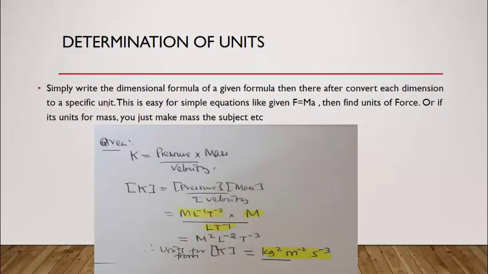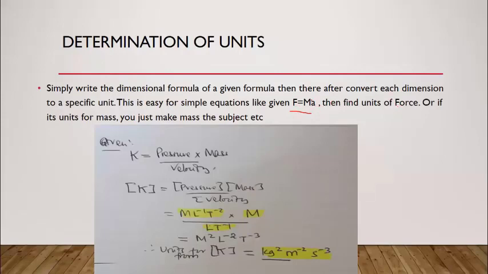As you know, if the dimension is mass, the unit is kilograms. If it is T, the unit is seconds. If it is length, the unit is distance, which is meters. So this is easy for simple equations like force is equal to mass times acceleration.